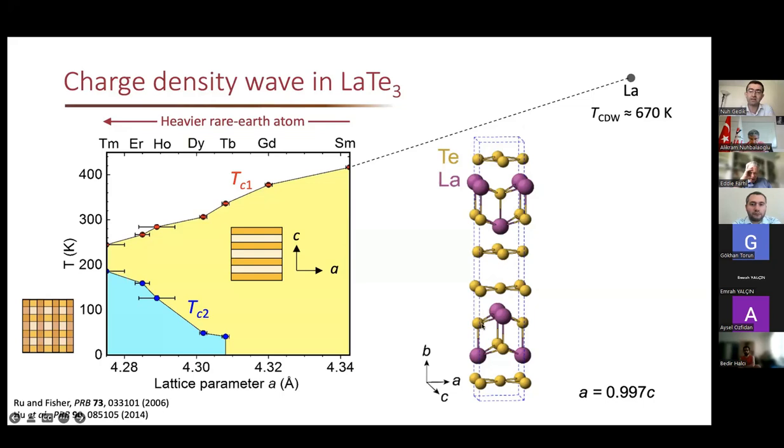Another thing you can see in this phase diagram is that the two charge density waves, the C-axis and A-axis charge density wave, are competing with each other, because as the transition temperature of one of them becomes lower, the transition temperature of the other one becomes higher. So these two phases are competing with each other.